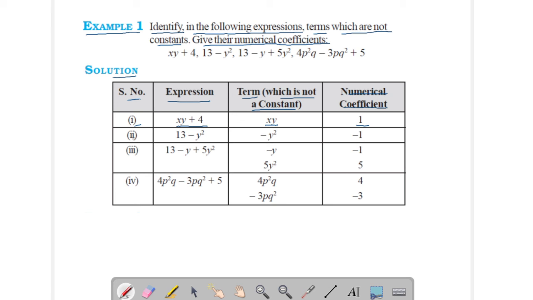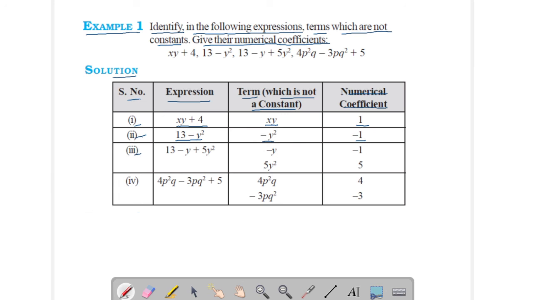Now say second part. It is 13 minus y square. Here term which is not constant is minus y square. What is the numerical coefficient? It is minus 1. Here numerical value is not given. You have to take 1 and you have to consider the sign. If minus sign is written, you have to write the minus sign.